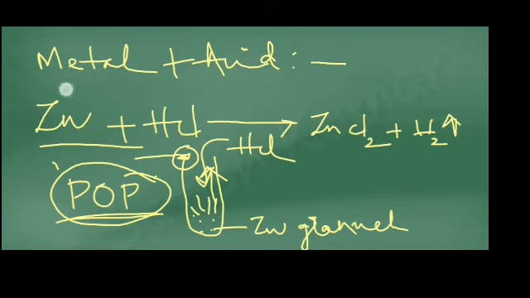So in this reaction hydrogen is coming out and also you will get zinc chloride. So when a metal reacts with acid, any metal, you will get hydrogen gas as the product. Hydrogen will come out.